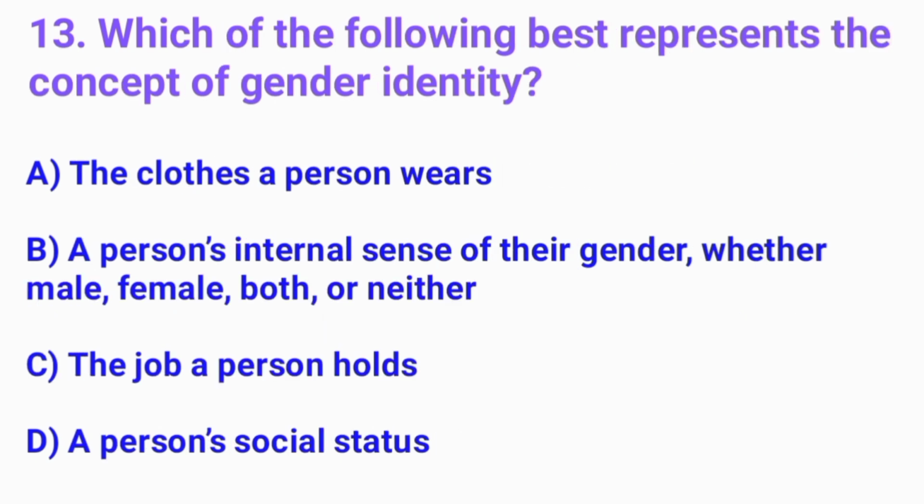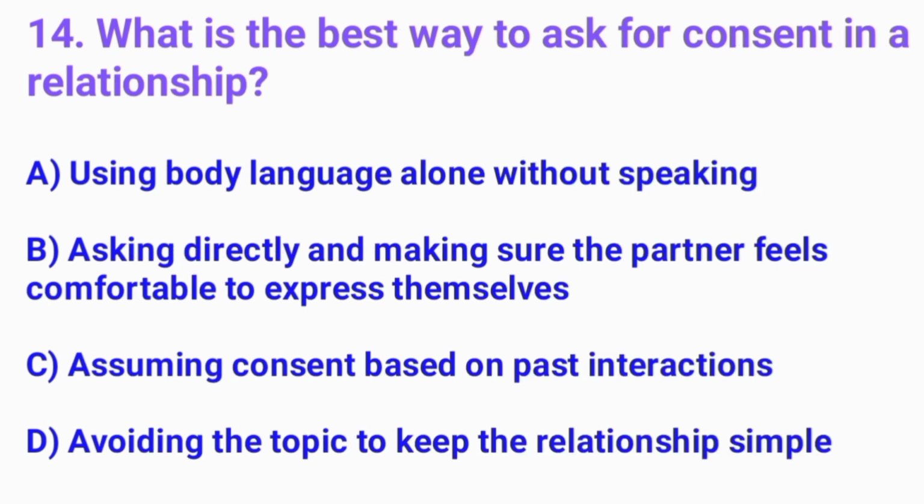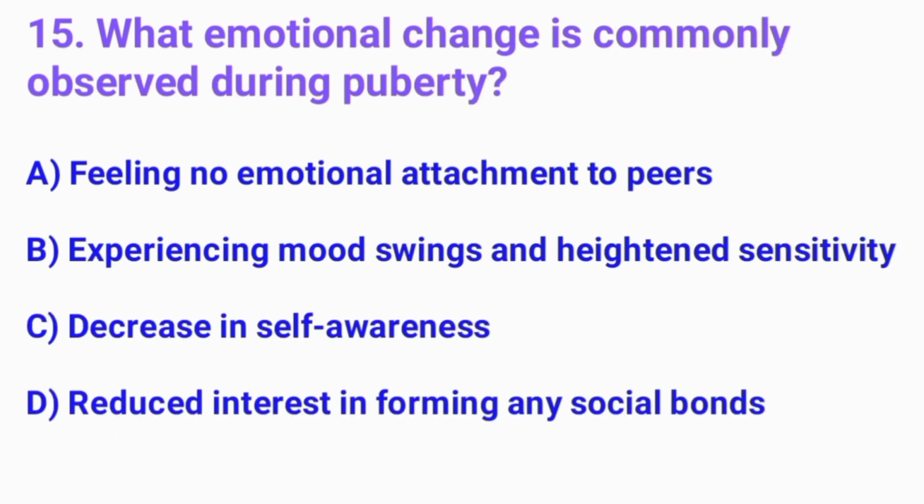Question number 13. Which of the following best represents the concept of gender identity? The right answer is option B. A person's internal sense of their gender, whether male, female, both, or neither. Question number 14. What is the best way to ask for consent in a relationship? Right answer B. Asking directly and making sure the partner feels comfortable to express themselves.